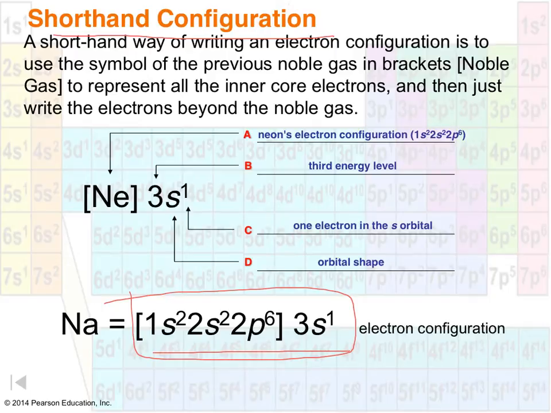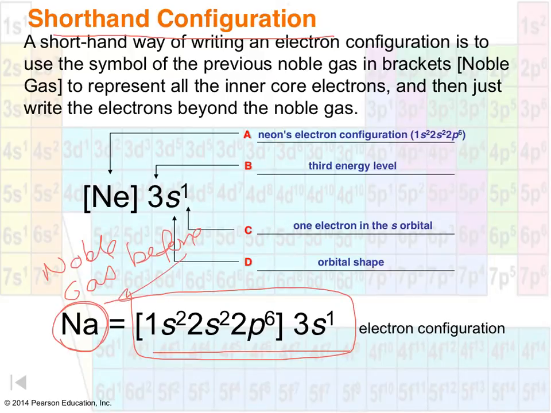And so what they do is they look at sodium on the periodic table, go to the nearest noble gas before that element. So the nearest noble gas before sodium. So look on a periodic table. You should probably just have one in front of you now. And the nearest noble gas before sodium is neon.